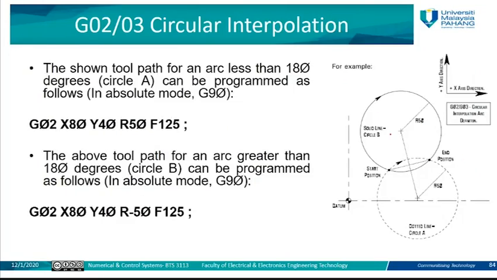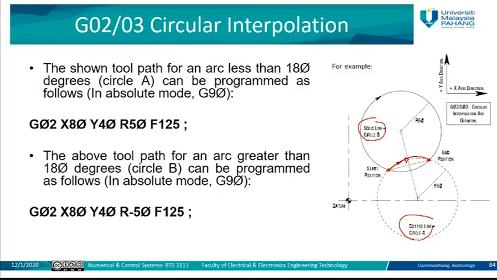As you can see here, this is the start point in this figure. If I'm talking about this end position, through circle A, here we have circle B. In circle A, if I go through this line from the start point to the end position, the arc is small, less than 180. So in this case, R will become positive.